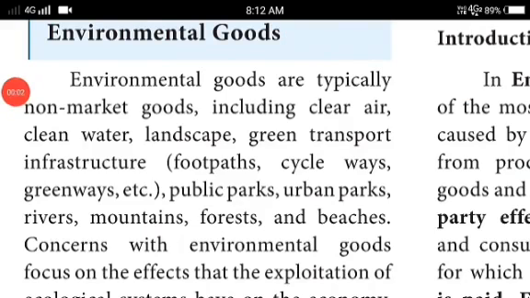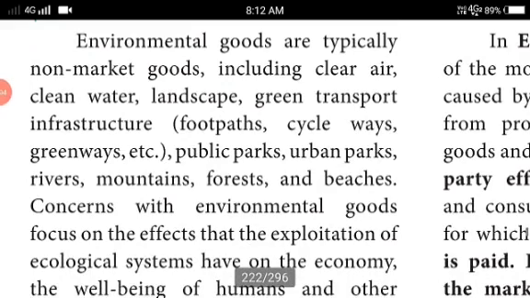Next we have to see environmental goods. What are environmental goods? Human beings use environmental goods: clean air, clean water, landscape, green transport, infrastructure, public parks, urban parks, rivers, mountains, forests and beaches. These are all environmental goods. The environment provides for our survival and for the well-being of human beings.